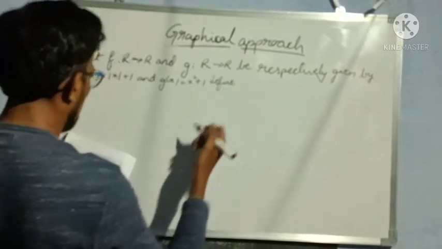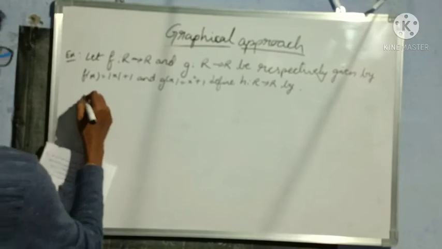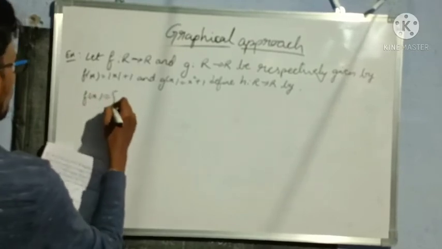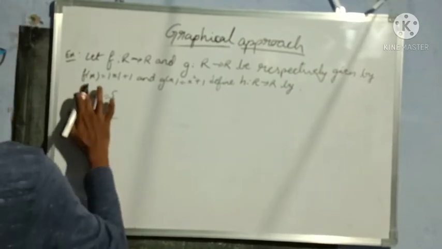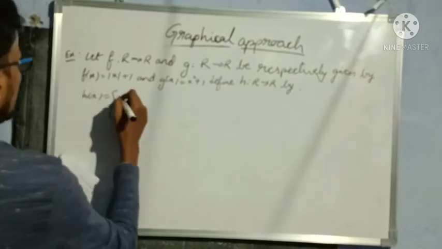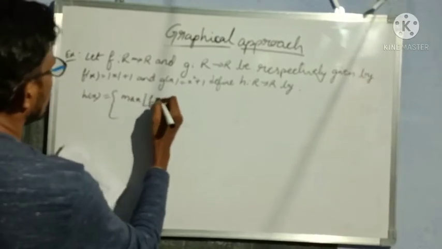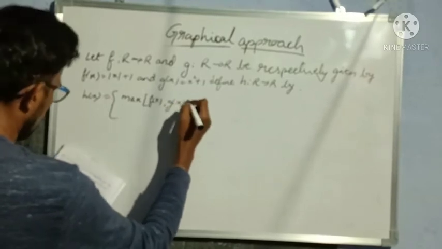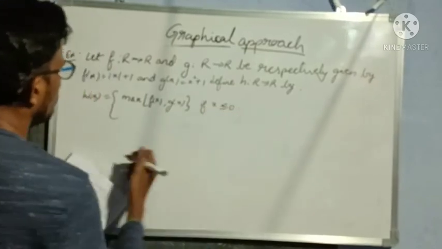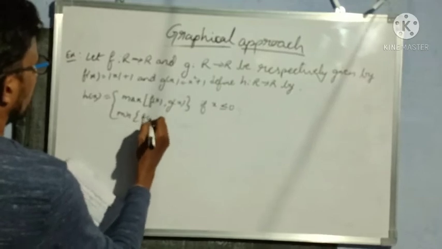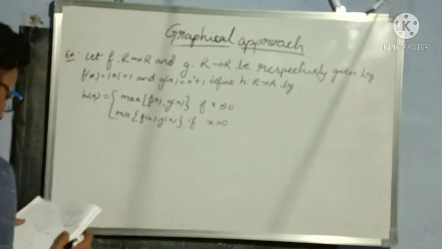Define h from R to R by f of x is equal to... okay, h of x is equal to maximum of f of x comma g of x if x less than or equal to 0 and minimum of f of x comma g of x if x greater than 0. Okay, here 2 conditions are given.